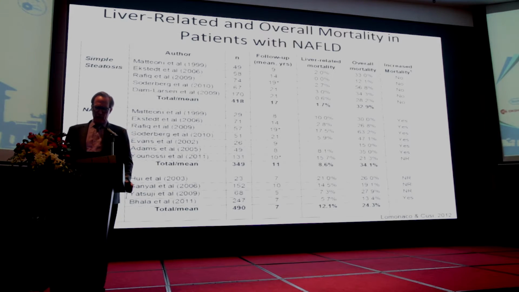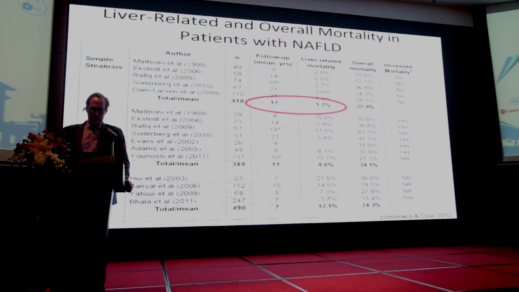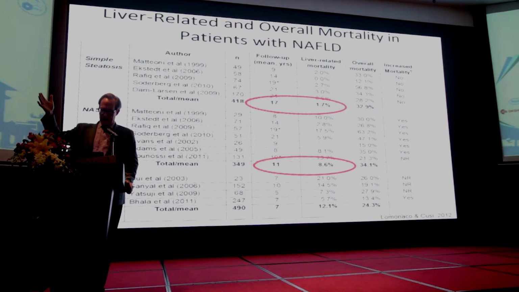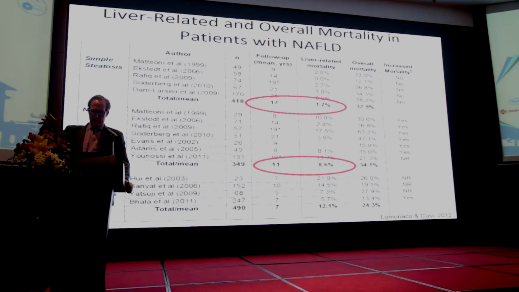What have we learned? People with simple steatosis, no inflammation, have a low risk of both liver-related mortality and overall mortality. But once we have inflammation, the risk becomes much higher. We go from 2% to 9%, and then once they have cirrhosis, that mortality risk goes even higher. So in each of your patients, you can calculate the presence or absence of cirrhosis, also by simple testing.